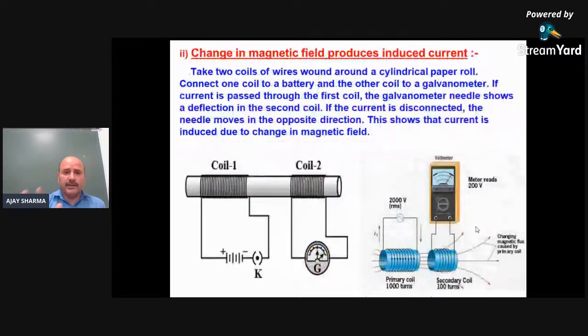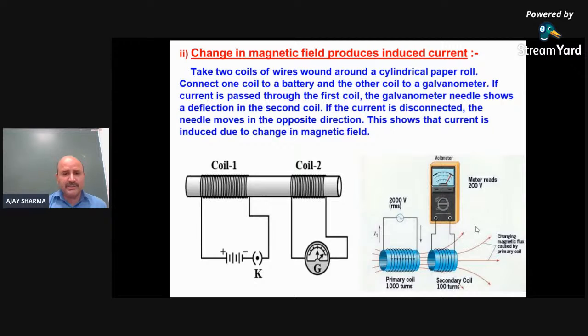So the concept of electromagnetic induction can be realized by varying the magnetic field, which we have just discussed. Now there is a second case also, how we can do it again. You can see now we are not making use of a magnet here, we'll be making use of a battery. In the diagram you can see very clearly a battery, a key and coil number 1, and on the other side coil number 2.